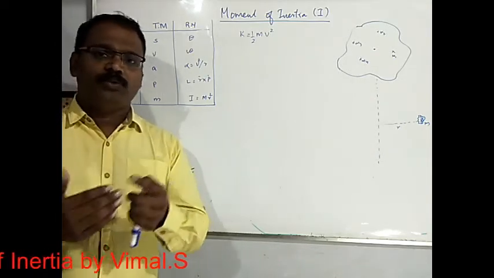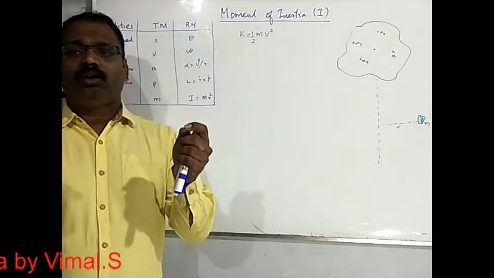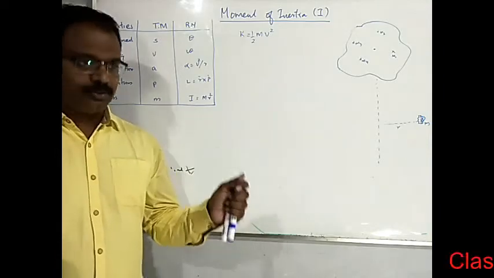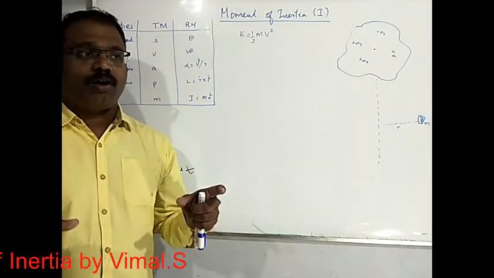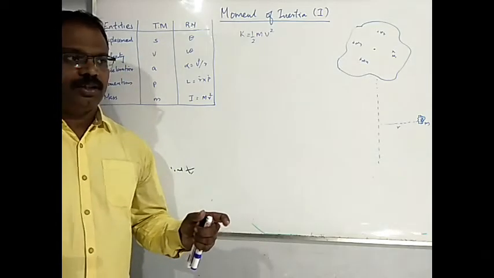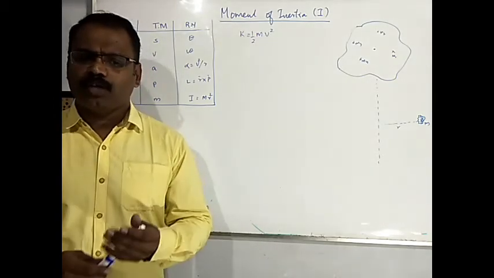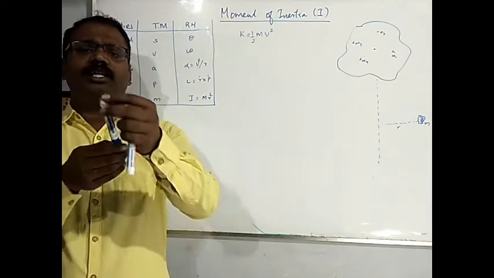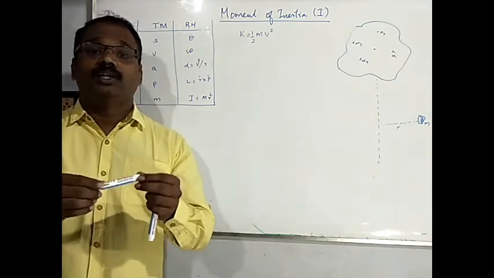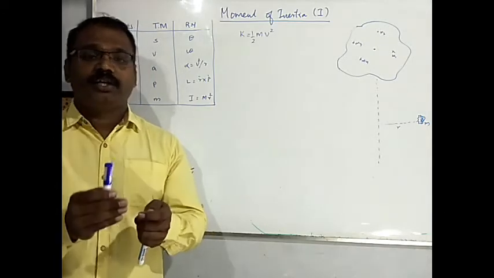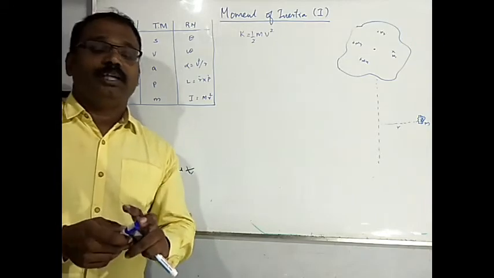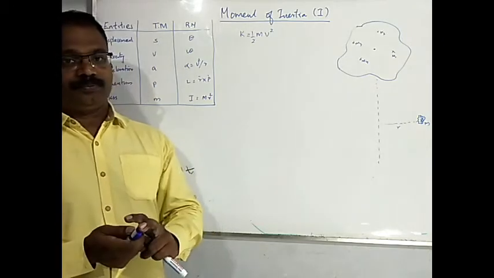If the body can move in a particular line, or in a particular space, or in a particular plane, that type of motion of objects is known as translational motion. And what is rotational motion? Suppose the object is rotating about a particular axis, that type of motion is called rotational motion. So in rotational motion, the object is moving about a particular axis.